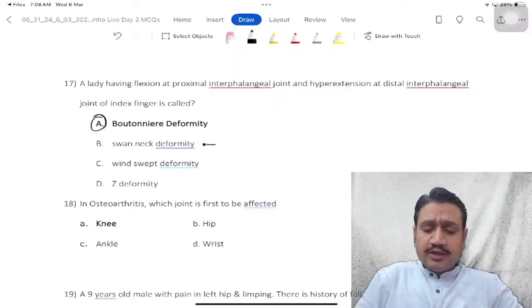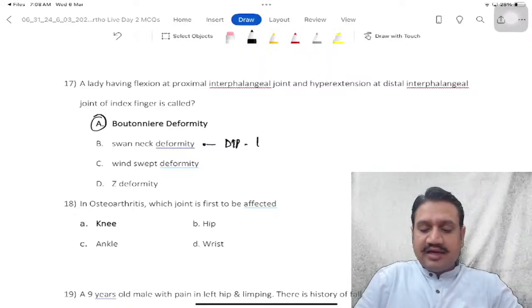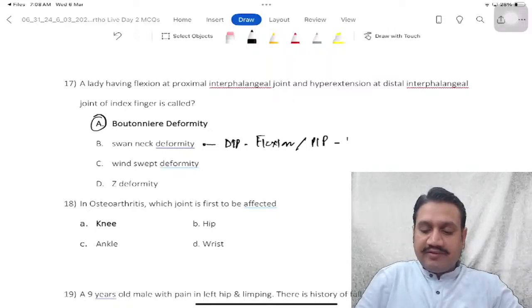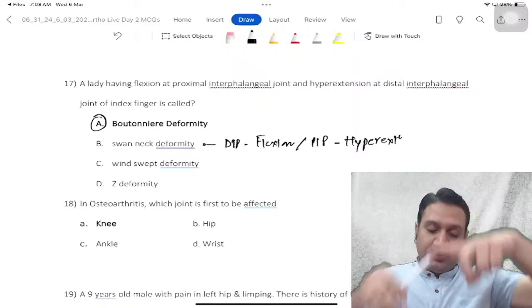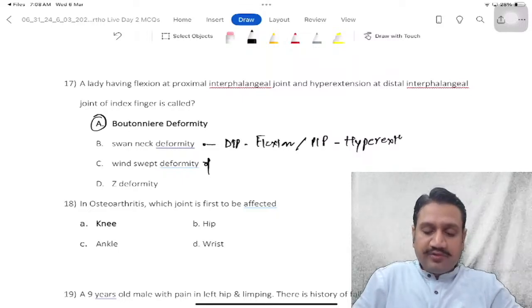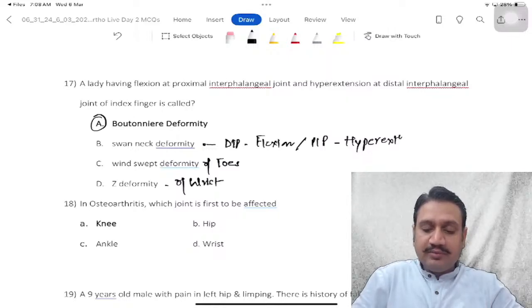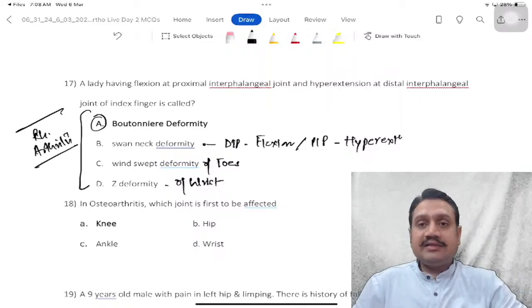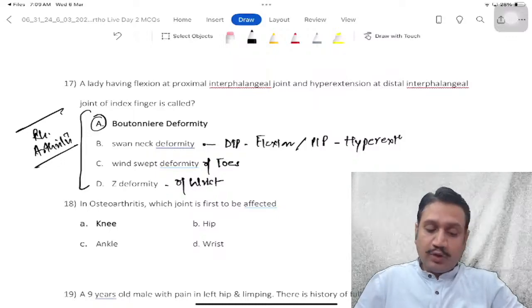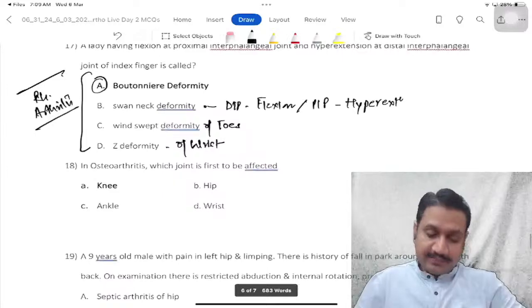Swan neck will be how? Swan neck is when the DIP is having a flexion, okay, and the proximal IP joint is having hyperextension. So when the last joint is having a flexion, that is what you call swan neck. Where do we see all these deformities? The windswept deformities of toes, the Z deformities of the wrist. These are all a feature of the classical case of rheumatoid arthritis, right? So boutonniere, swan neck, windswept, and Z deformity.